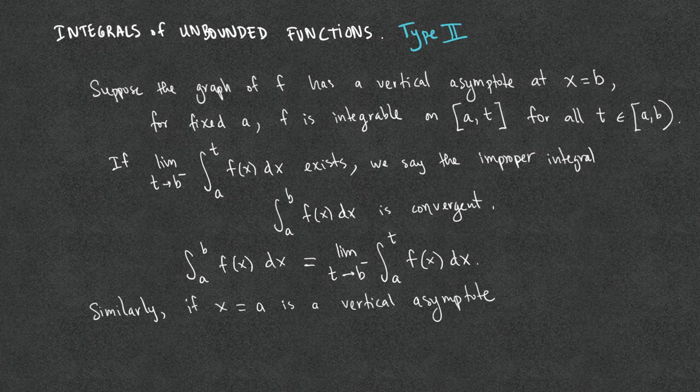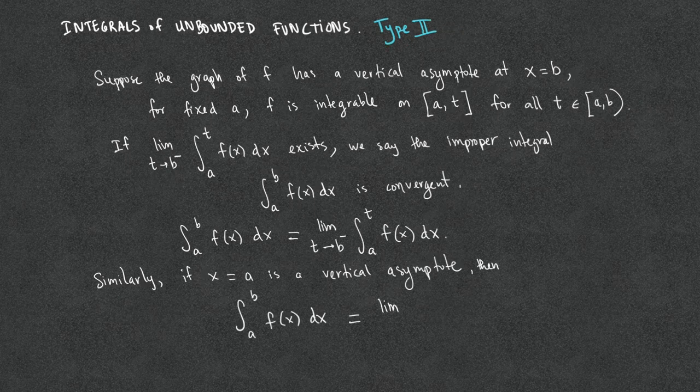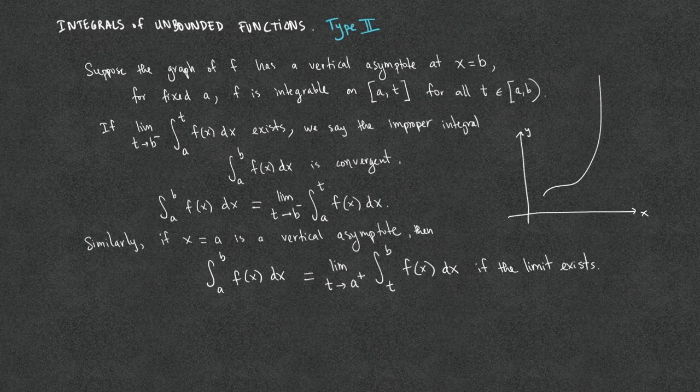Similarly, if x equals a is a vertical asymptote, then we define the integral from a to b of f of x dx equals the limit as t approaches a from the right-hand side of the integral from t to b of f of x dx, if the limit exists. Notice that the function is unbounded at these vertical asymptotes. For the first case, there is a vertical asymptote at x equals b. Thus the function is unbounded at x equals b. And for the second case, the function has the vertical asymptote at x equals a.